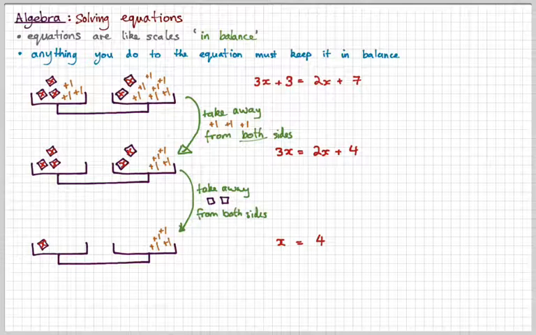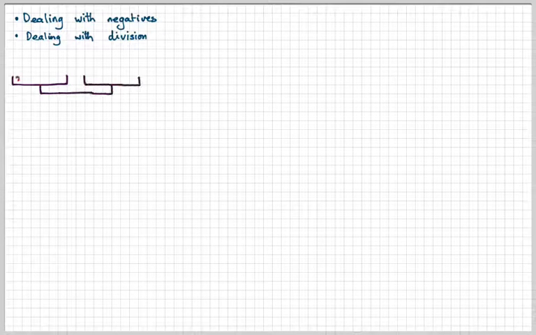Okay, we're going to have a look at another example now. So we're going to deal with negatives in this particular example, and with division as well. So on the previous video we just took away things from both sides. Now we're going to look at a slightly more complicated example. So rather than write boxes, I'm just going to write x's now. So here we have the situation.